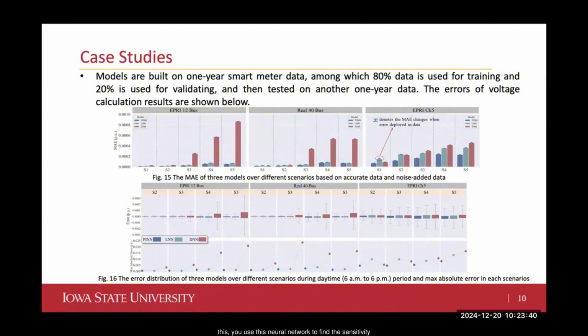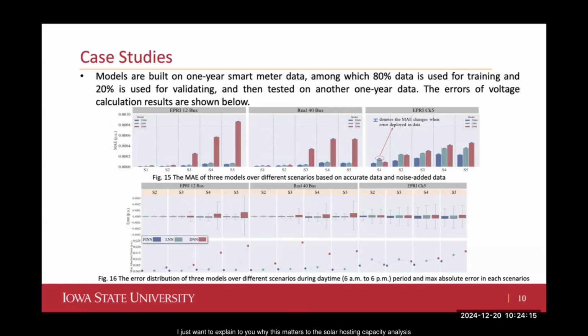To do this, you use this neural network to find the sensitivity, the voltage to PQ injection sensitivity, at each node for each customer. And then you can use that sensitivity to predict, under different solar penetration levels, what the potential voltage variations are. And then depending on how tolerant you are to those voltage variations, you can decide the solar hosting capacity limit.